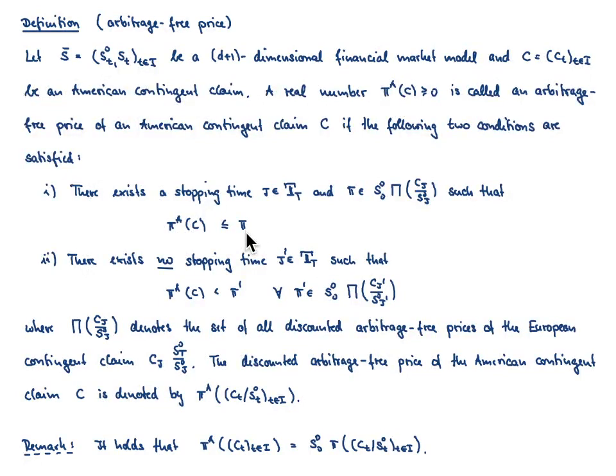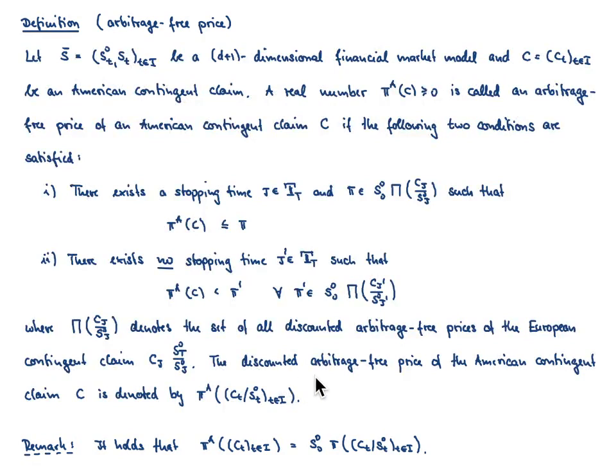On the other hand, this number pi_A(C) should not be too low, and this is encoded into the following condition. There should exist no stopping time tau prime such that this number pi_A(C) is strictly less than any arbitrage-free price of the corresponding European contingent claim.